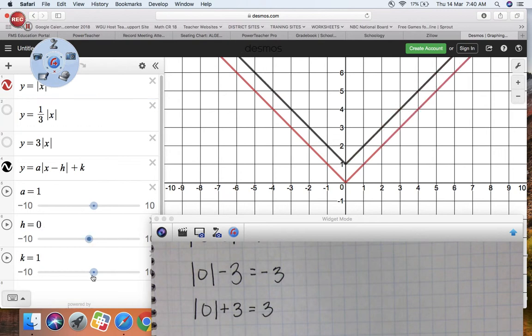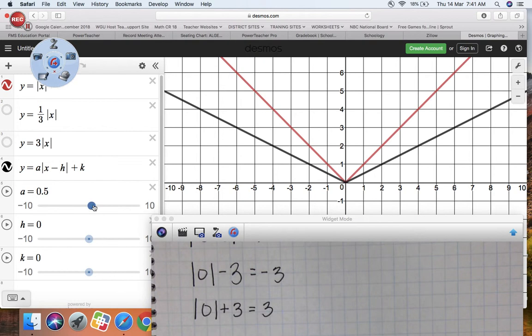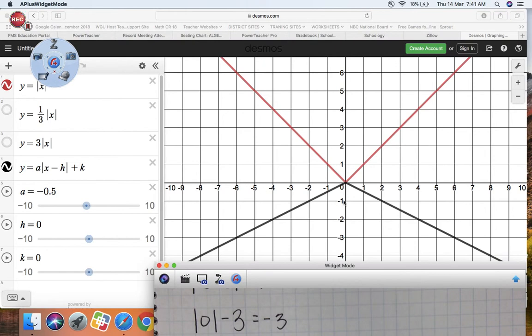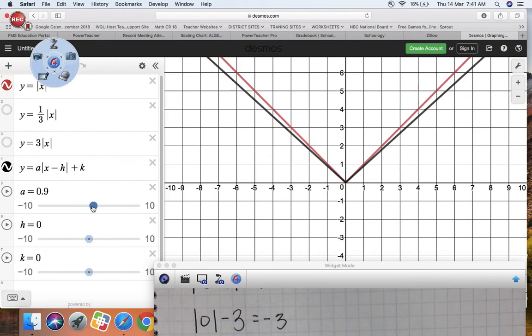I'm going to put them back to 0. So notice the A value. Remember, the A value is when the number is in front. So the larger the A value, the skinnier it gets. Notice if I put like 0.5, that would be 1/2, so it's up 1 over 2. If I put -0.5, then it's going down 1 over 2. And then if I put larger numbers, it gets skinnier. So I'm going to put that back to 1.